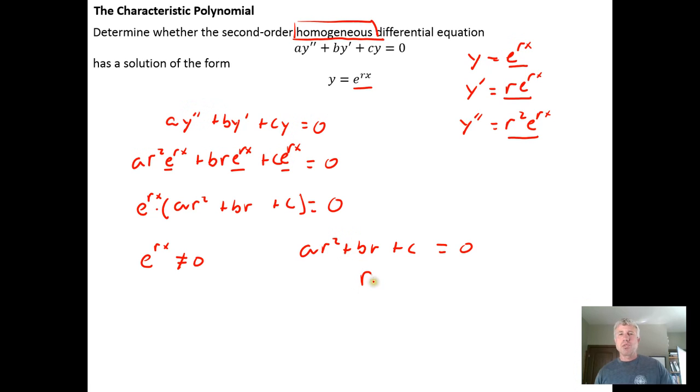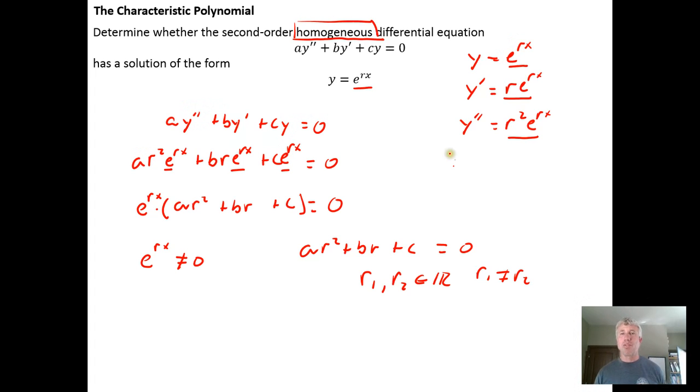So we either get two real number values for r, r1 and r2, where r1 doesn't equal r2. In other words, we get two distinct real roots. And remember, in our college algebra courses we calculated the discriminant to determine whether we had two real solutions, one repeated root, or two complex solutions.